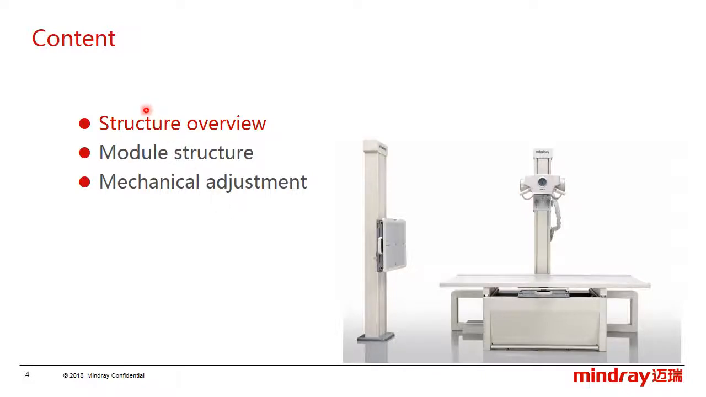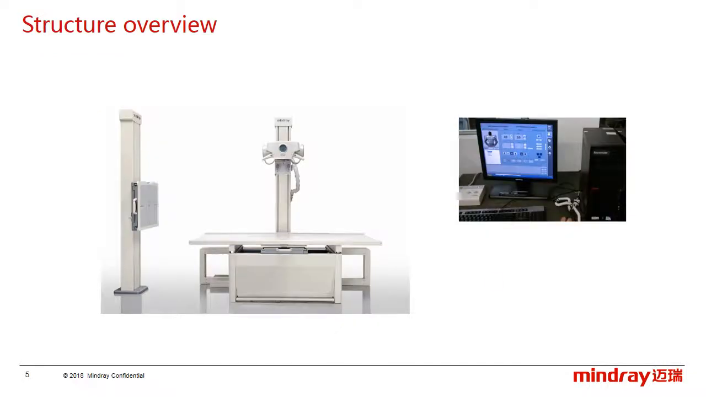The courseware contains 3 parts: the structure overview, the module structure, and the mechanical adjustment. We will introduce these 3 parts one by one. Usually, the system is divided into 4 parts.